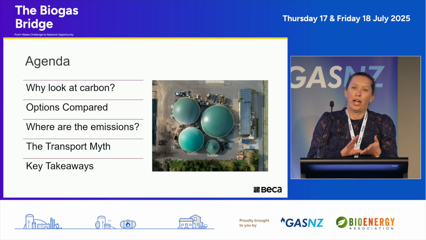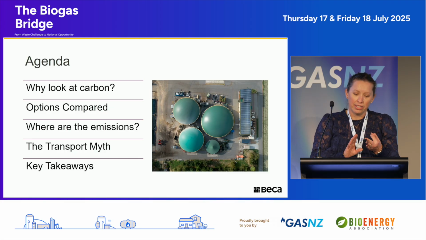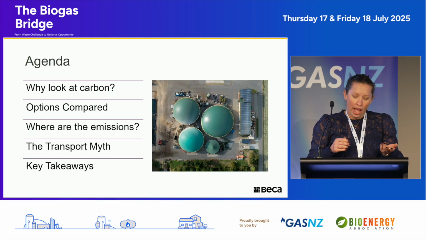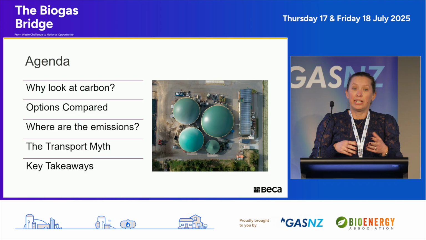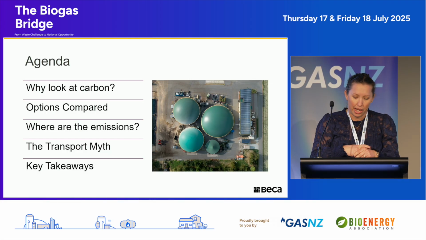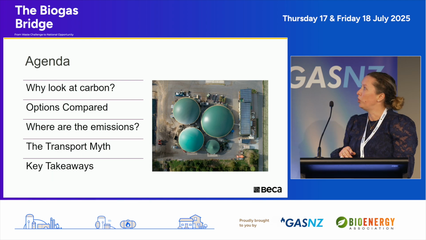I'm going to run through three different cases. If you took 50,000 tonnes of organics, what are the different options? What might happen to them? What emissions might you get across that full value chain? Transport, is it a big deal? Everyone's talked about it a lot from an economics point of view. What does it mean in the carbon landscape? And then I'll come through with a few conclusions.